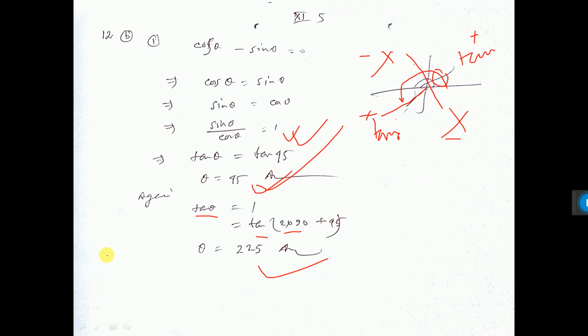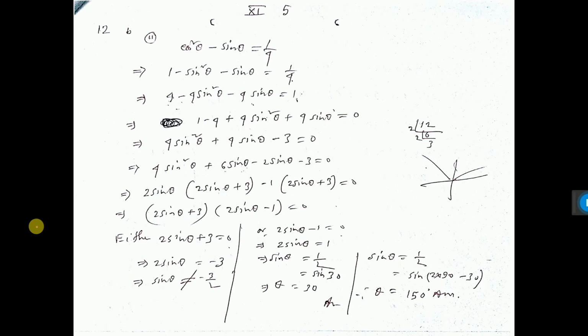Now next sum, same range, 0 to 360 degree. The range is in between 0 and 360 degree. We have to find the value of theta. So here cos square equals 1 minus sin square, you can write. Now cross multiplication: 4 sin square theta, 4 sin theta equal to 1. Now bring it to one side: 1 minus 4 plus 4 sin square theta plus 4 sin theta equal to 0.